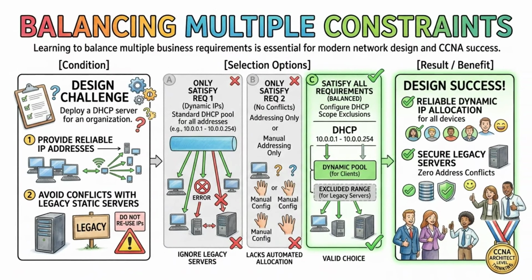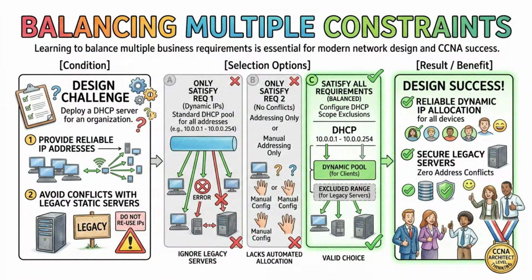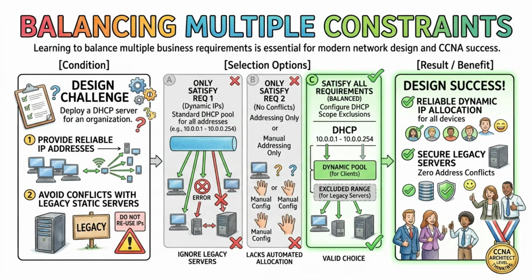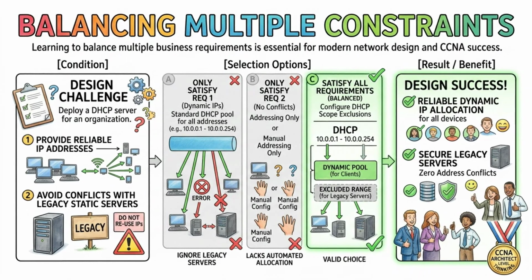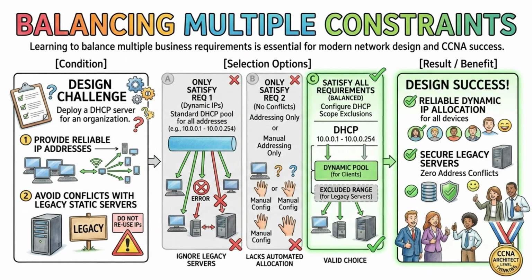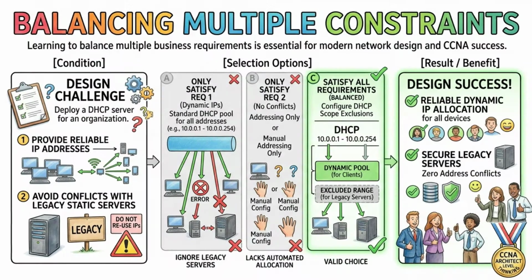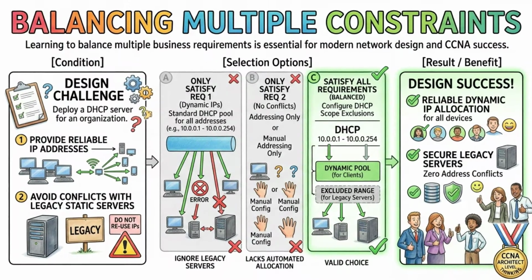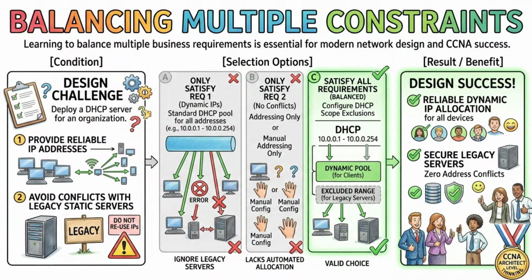For instance, you might be asked to design a DHCP deployment that must reliably provide IP addresses while strictly avoiding conflicts with a legacy static server network. Learning to successfully balance multiple complex constraints at once is exactly what separates a basic technician from a highly skilled network architect.